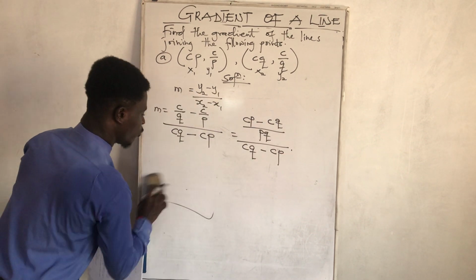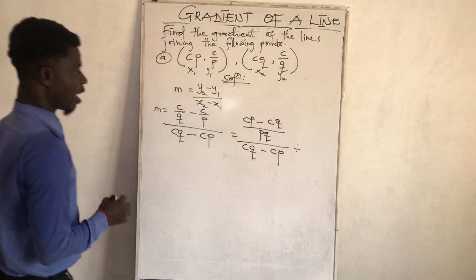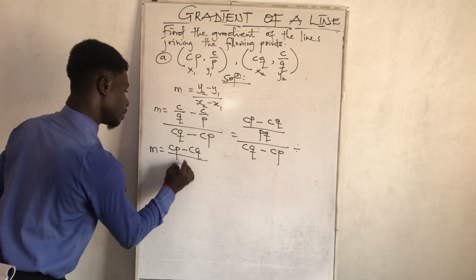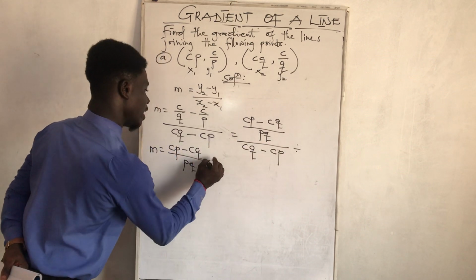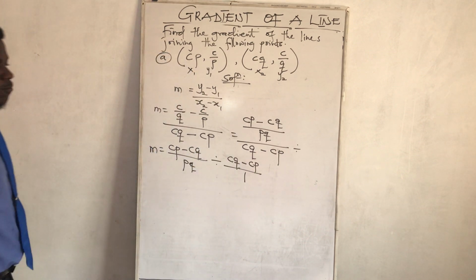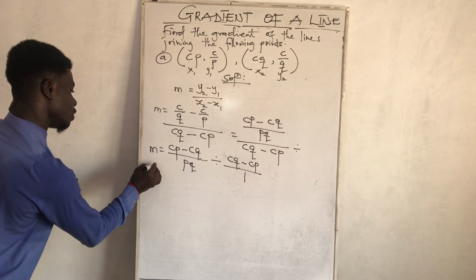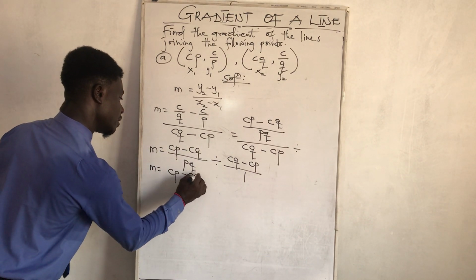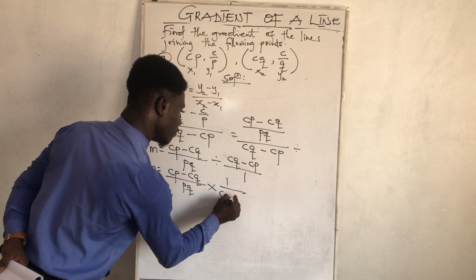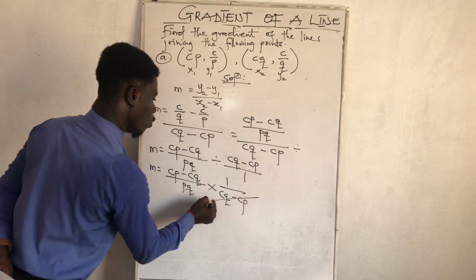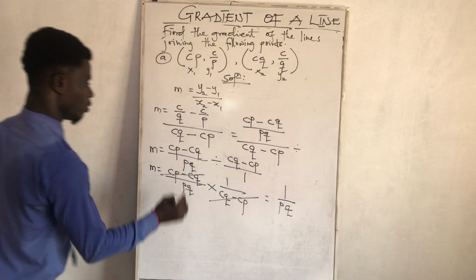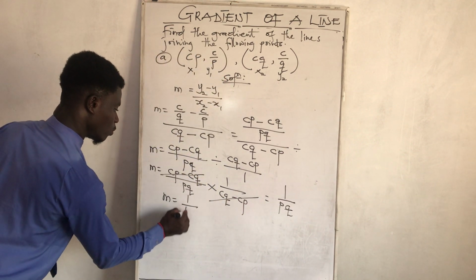Now, what do we do? This one is the division sign, right? So I can say that m must be equal to cp minus cq all over pq, then my division sign, divided by cq minus cp. This one is all over 1, right? So we change it to multiplication. So m is equal to cp minus cq all over pq, times 1 over cq minus cp. Right. So the whole of this cancels that. So I have 1 over pq. So I can say that m is equal to 1 over pq.